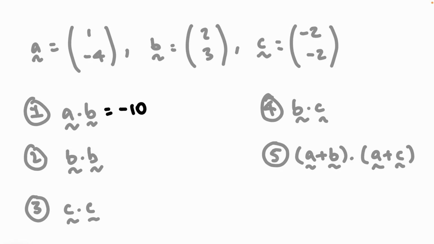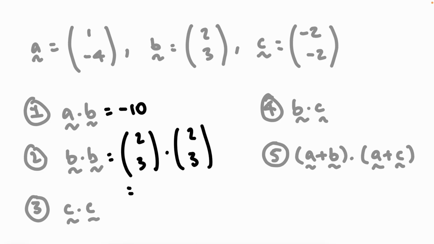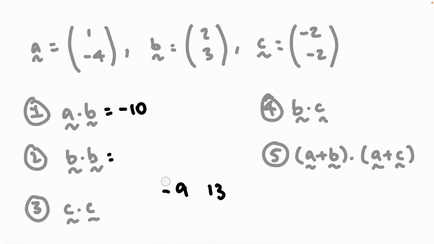So let us now continue. What is vector B dotted with itself? Well, vector B is 2, 3, dotted with itself, that's 2, 3. So what do we get? We do 2 times 2, that's 4, plus 3 times 3, which is 9, which gives us 13. So that is the dot product for these two vectors dotted together.